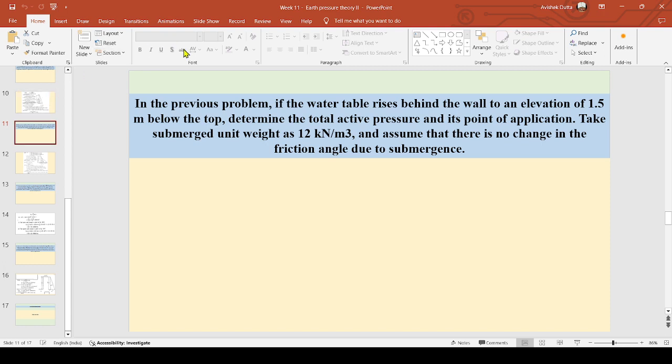Same question like the previous one. Water table rises to a depth of 1.5 meter below the top, and submerged unit weight is 12 kilonewton per meter cube. Okay. I'll go to the next question.